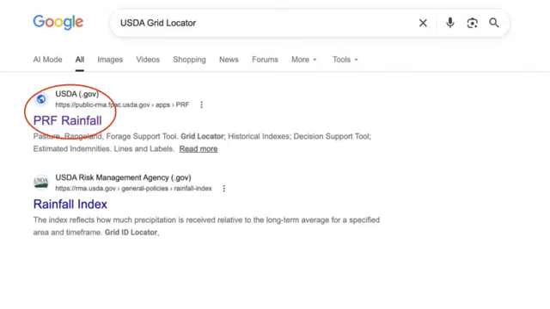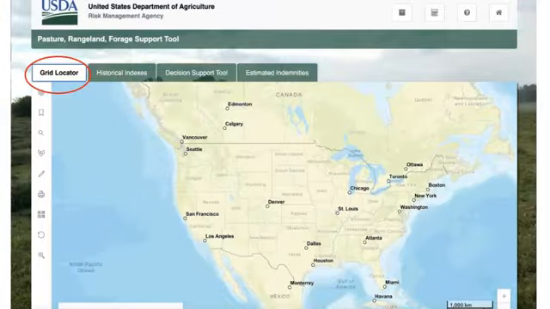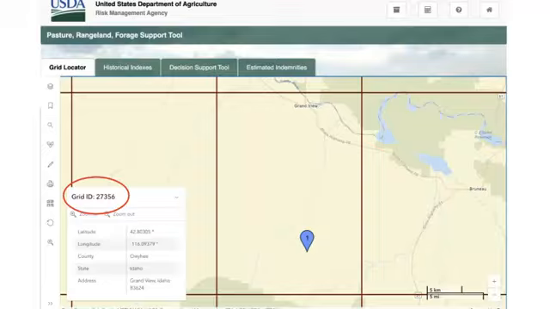provided. First, search USDA Grid Locator into your search engine and select the PRF rainfall options seen here. You will then navigate to the Grid Locator tab. That will give you a map of the United States. Use your cursor to zoom in on the general location of your ranch or farm. Once you have zoomed in far enough, grid lines will appear across the map. You then will be able to place a pin on your operation's location within the grid you choose, giving you the grid ID. Write this number down.